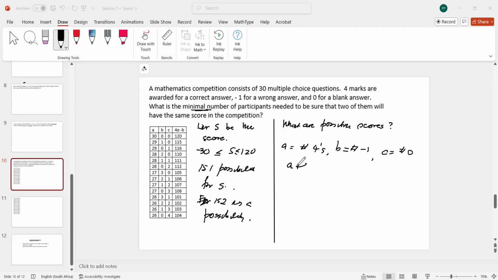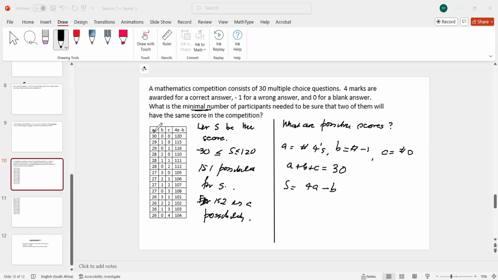So A plus B plus C must be 30, because there are 30 questions altogether. I'm trying to put some mathematics into this. How many fours are there? We don't know. How many negative ones are there? So what is the actual score here? The A's contribute 4 times A. The B's contribute B times minus 1, so you have to subtract B because these are all wrong. And the C's contribute nothing. So you get 4A minus B as the actual score.